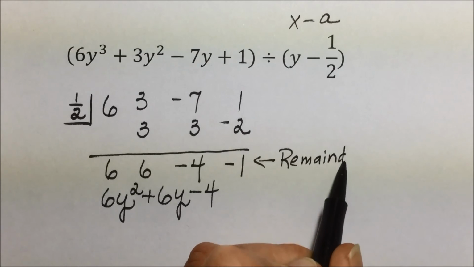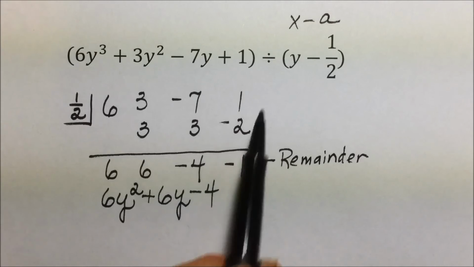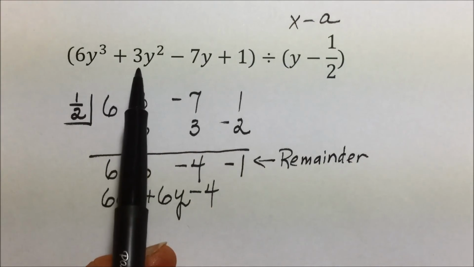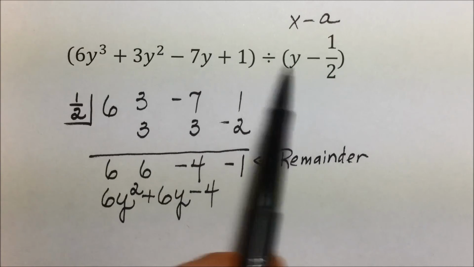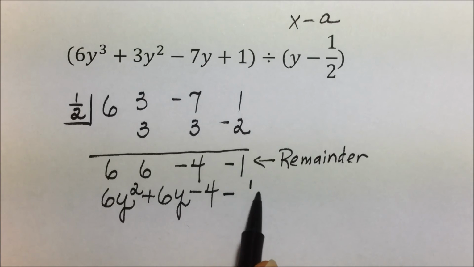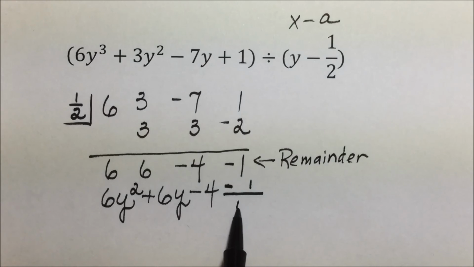Unlike the last problem, we do not have a 0 here, which tells us that when we divided by y minus 1/2, it didn't go in evenly. It's telling us that it was not a factor of this polynomial. And to express our quotient, or answer to the division problem, we would express it as -1 over our divisor of y minus 1/2 would be our remainder.